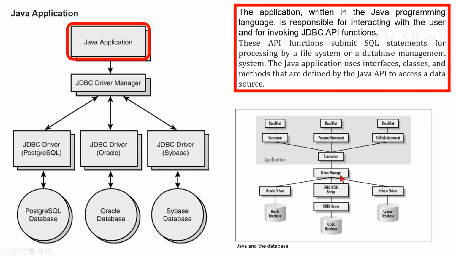You can see here class DriverManager, the basic service for managing a set of JDBC drivers. Here you can see ResultSet is connected to Statement. Here ResultSet is connected to PreparedStatement. ResultSet is connected to CallableStatement. Statement, PreparedStatement, CallableStatement interact with the Connection. Connection interacts with DriverManager.